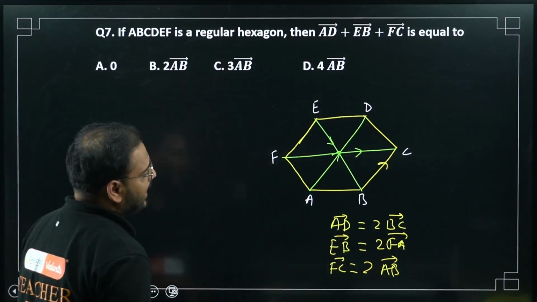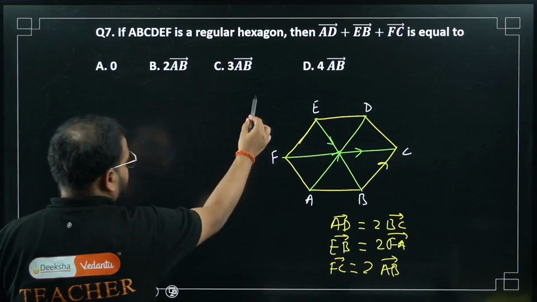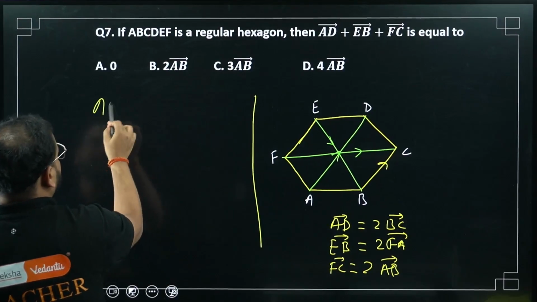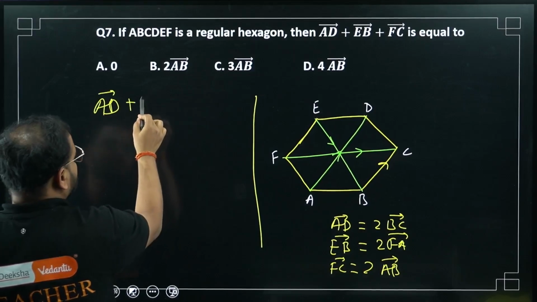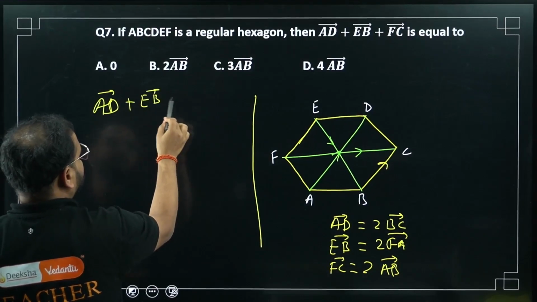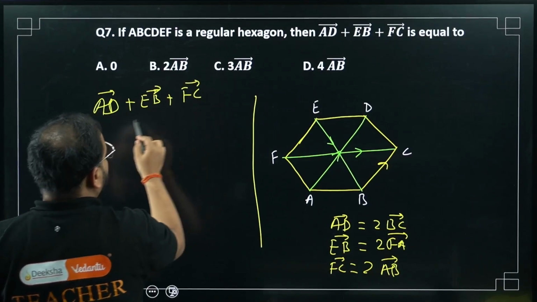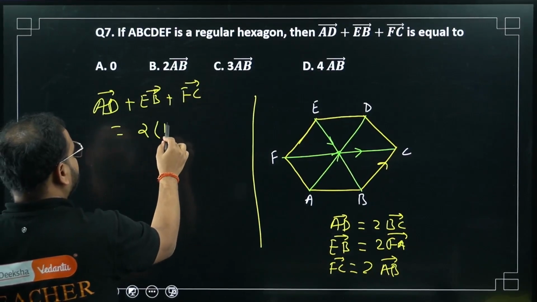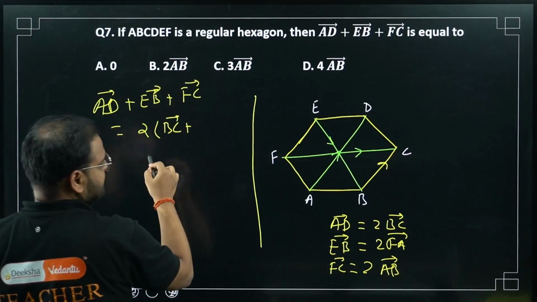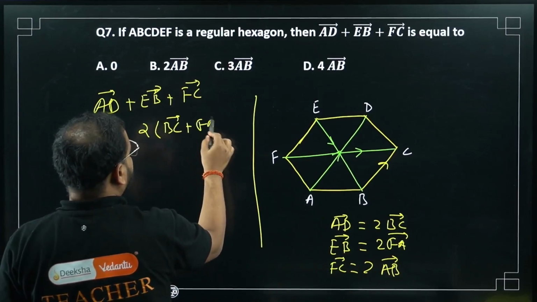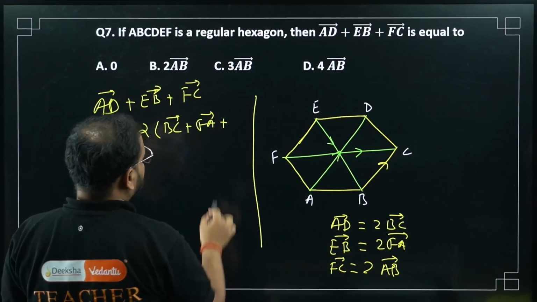Now add all the three. What are you gonna get? You're gonna get AD plus EB plus, what are they asking? FC, right? Is equals to what? Twice of BC plus FA plus what? AB.